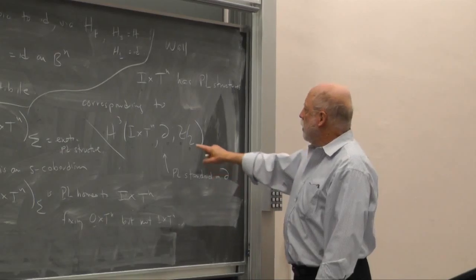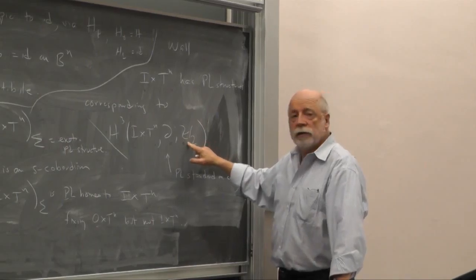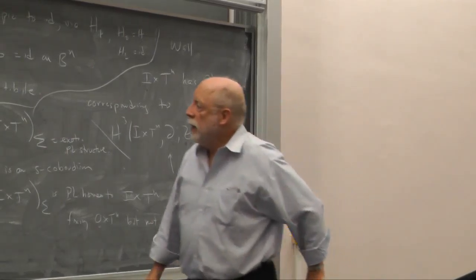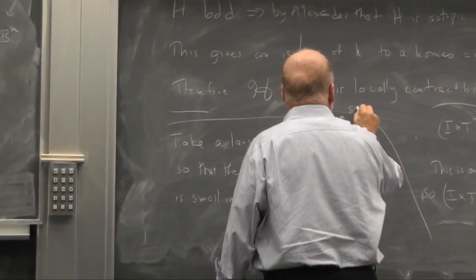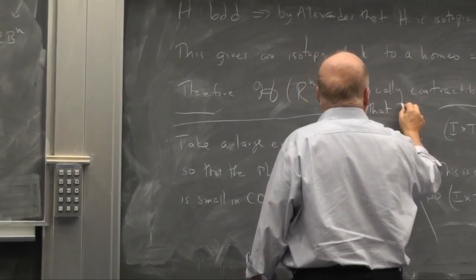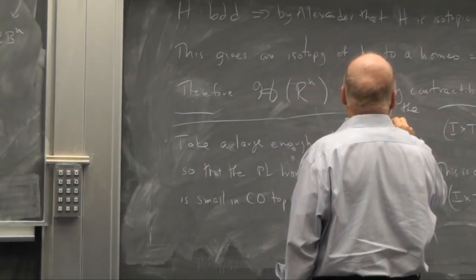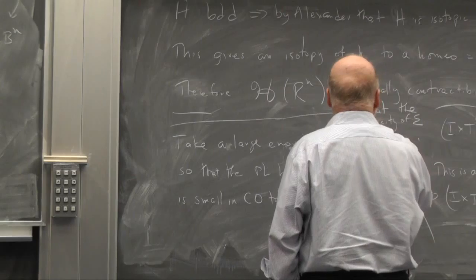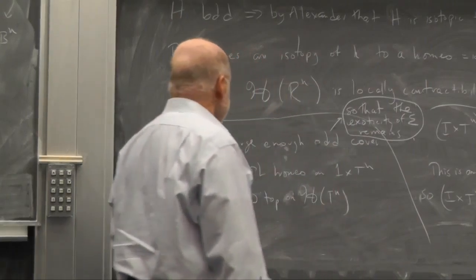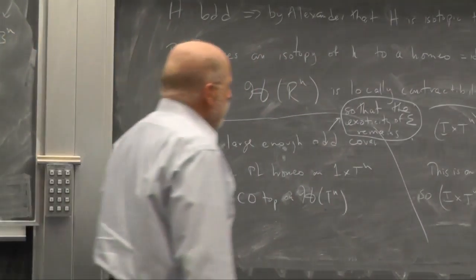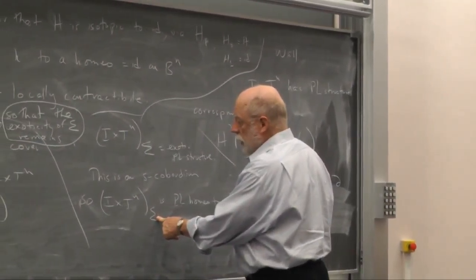I took an odd cover because this Z2 obstruction won't vanish. If I took an even cover, it might go to zero. So I took an odd cover. This is so that the exoticity of sigma remains. So we've taken this odd cover, and now we have a different sigma, but it's still exotic.